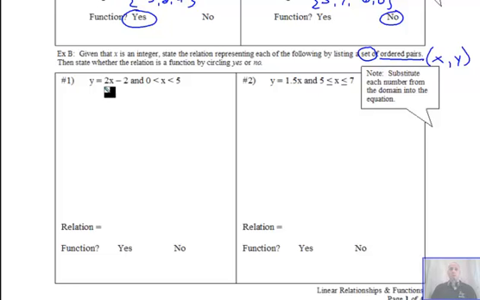So, number 1, we have y equals 2x minus 2, and we're told that x is bigger than 0 but less than 5. Since x is an integer, that means that the domain for this problem, if it's bigger than 0 and it's an integer, could be 1, 2, 3, or 4. It's less than 5, so it doesn't include 5.